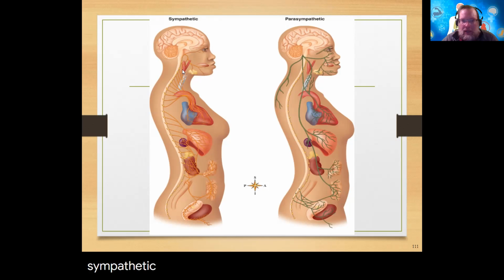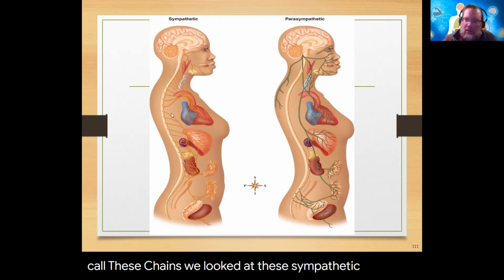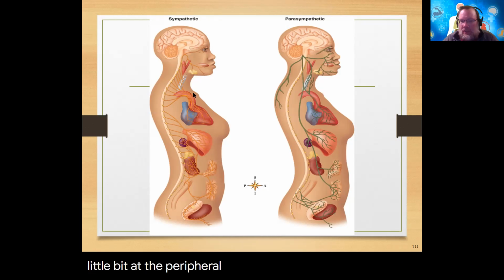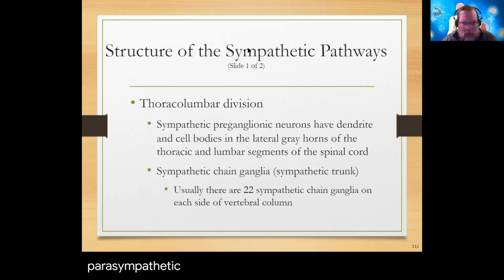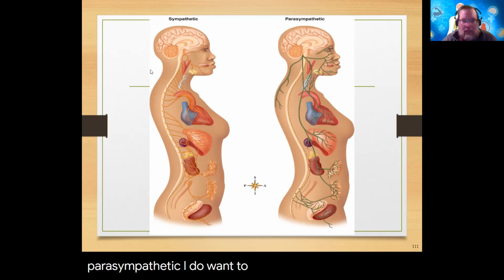So sympathetic comes off of the spinal cord and what they call these chains. We looked at these sympathetic chains coming off of the spinal cord last week when we looked a little bit at the peripheral nervous system, particularly the spinal nerves. We saw these chains coming off of the spinal cord. So anyway, that is kind of the map of sympathetic and parasympathetic. I was going to go back. This is what they call the thoracolumbar division. Okay, thoracolumbar, cervicothoracic division. Okay, thoracolumbar.